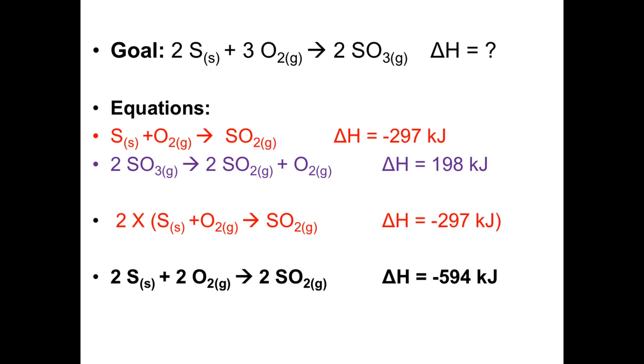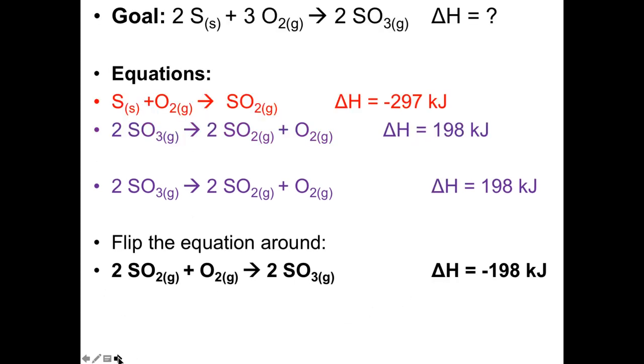So I labeled them in colors, red and purple. For the red one here, I need 2 sulfurs, so I multiply everything by 2 to get that. So the equation going into this will be this. Then for the purple one, I will need the SO3 on the product side, so I'm going to flip it. And then when I flip it, it's going to change the sign.